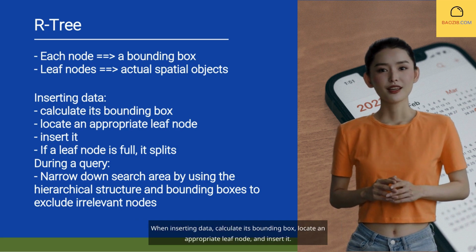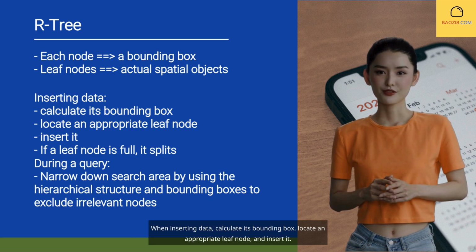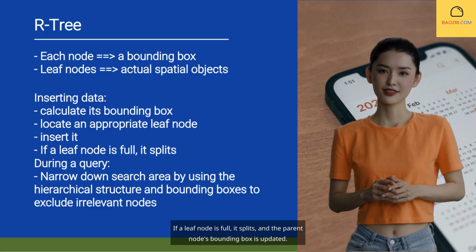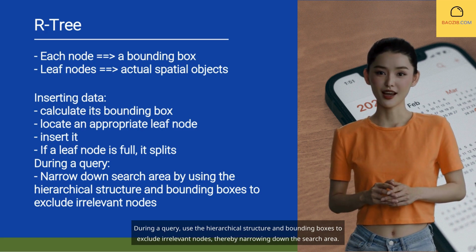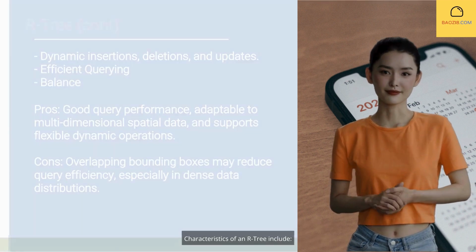When inserting data, calculate its bounding box, locate an appropriate leaf node, and insert it. If a leaf node is full, it splits and the parent node's bounding box is updated. During a query, use the hierarchical structure and bounding boxes to exclude irrelevant nodes, thereby narrowing down the search area.